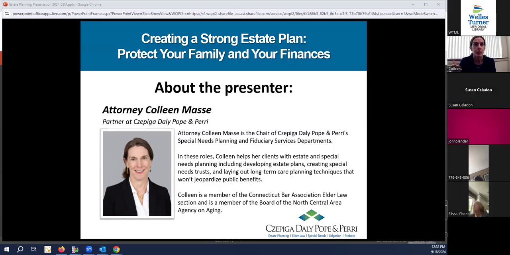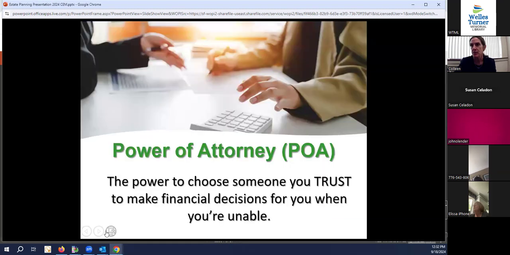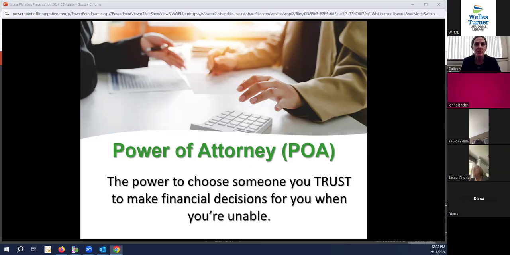And today I'm going to talk you through some of the basic estate planning documents. So the first document that we talk about with our clients when we're talking about estate planning is a power of attorney document. When you ask someone about estate planning, typically the first thing they imagine is a will, a last will and testament. That's the model of what estate planning is. But there are other documents that are really important as part of your plan.